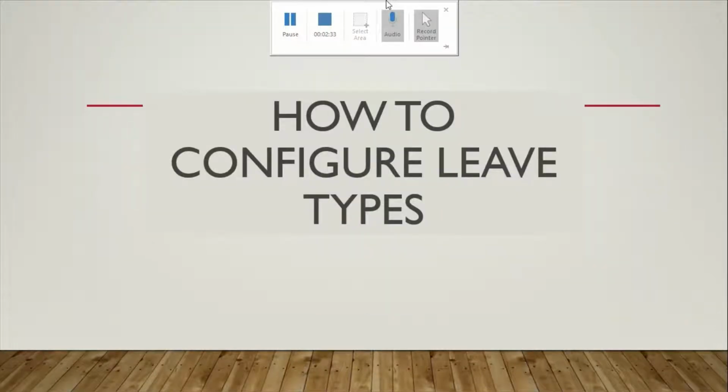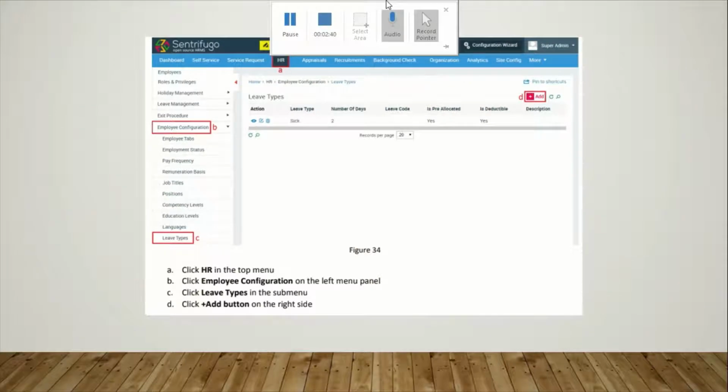The next step is how to configure leave types. Under the HR portal in Sentrifugo, if you go to the Employee Configuration tab on the left-hand panel, you click under it, you have several different options, and one of those is leave types. You will click the Add button on the right side above the different leave types.